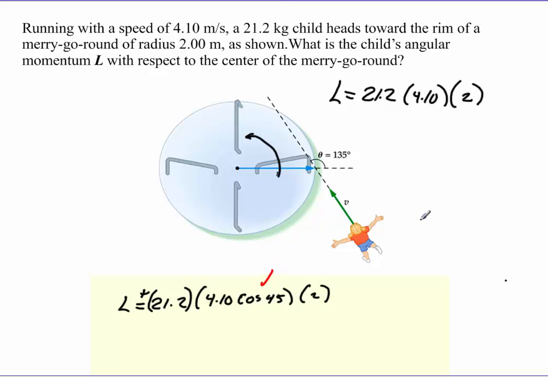Wait, wouldn't that be the sine of 45, because you have 135 degrees? Well, I'm just saying I'm making this angle 45 degrees. So if I take this velocity times the sine, I get the perpendicular one. Yeah, which is sine. I'm sorry, you're right. Yeah, sorry. Well, okay, I know what I did.